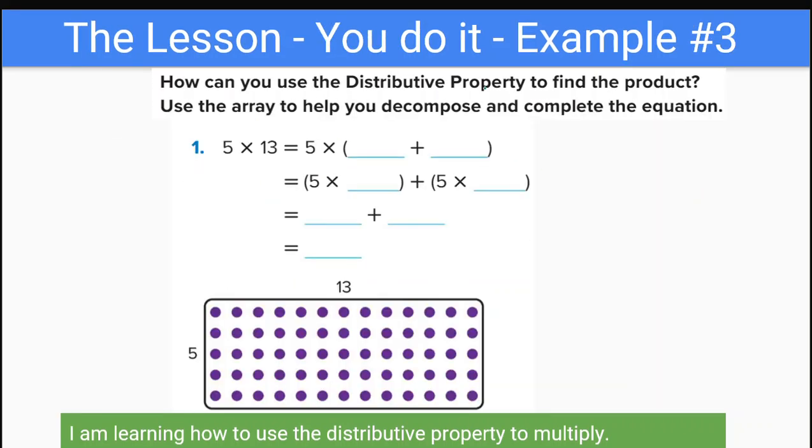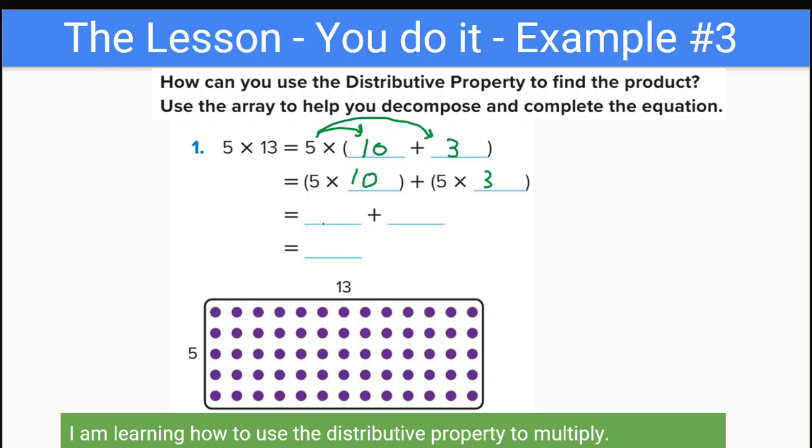It says, how can you use a distributive property to find the product? Use the array to help you decompose and complete the equation. Well, the most basic way to do it, this is 5 times 13. That would be the same thing as 5 times 10 plus 3. You could decompose it however you want, but this seems to be the simplest. So that's going to be 5 times 10 plus 5 times 3. They're just going like this. 5 times 10 plus 5 times 3.